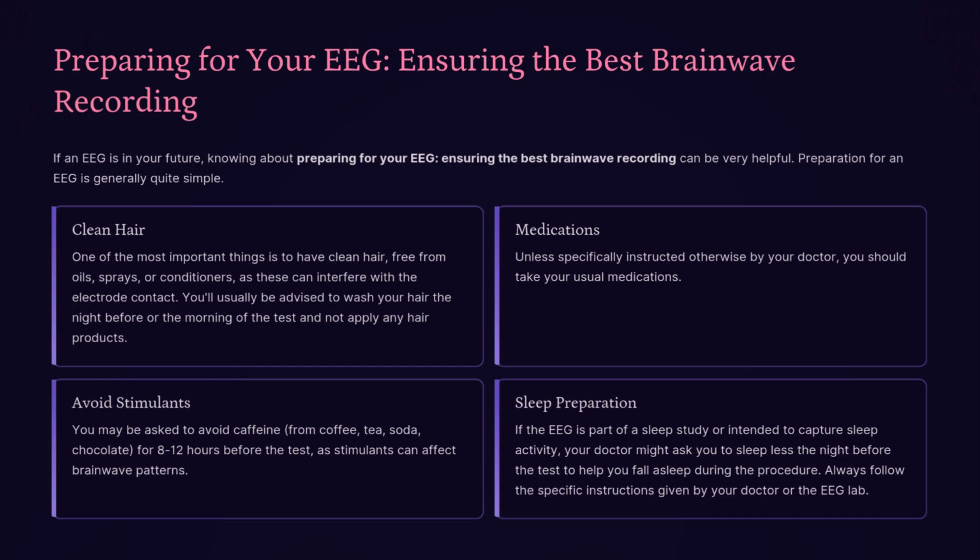You may be asked to avoid caffeine, from coffee, tea, soda, chocolate, for 8 to 12 hours before the test, as stimulants can affect brainwave patterns. If the EEG is part of a sleep study or intended to capture sleep activity, your doctor might ask you to sleep less the night before the test to help you fall asleep during the procedure. Always follow the specific instructions given by your doctor or the EEG lab.